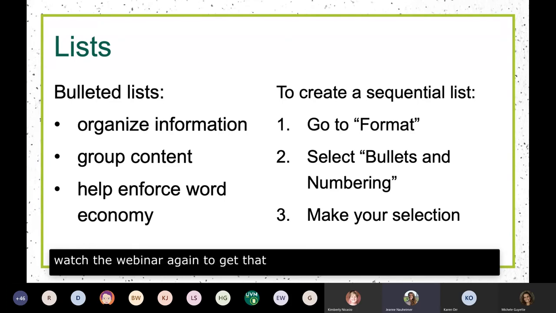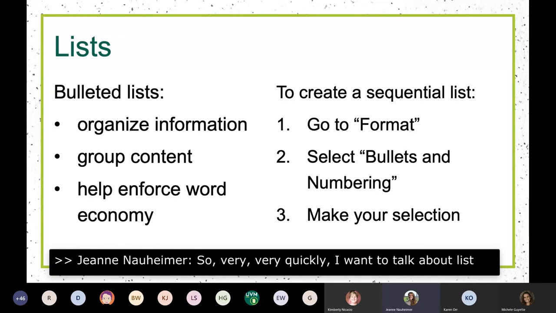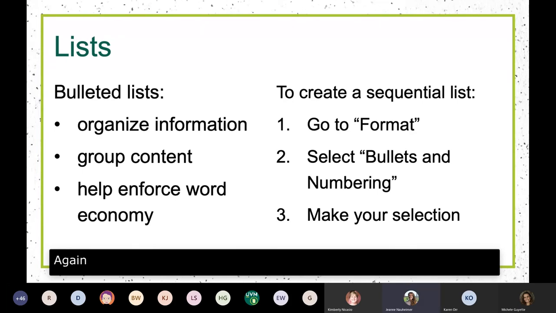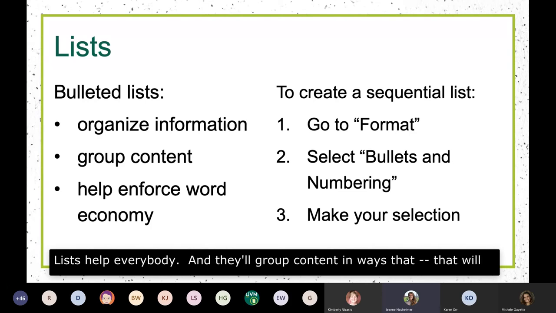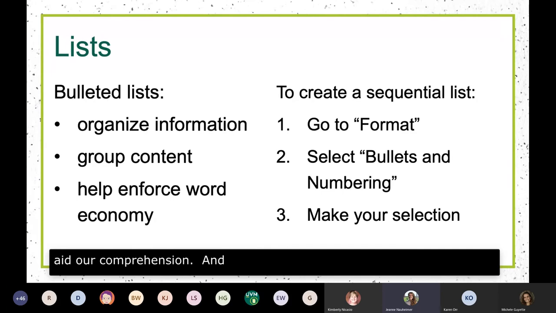So very, very quickly, I want to talk about lists. Again, we're really harping on that organizational capacity here. Lists help everybody, and they'll group content in ways that will aid our comprehension, and they also help with that word economy. We tend to shorten our sentences or don't use complete sentences in lists, which will add a little bit of breakup on a page for comprehension that can be helpful instead of looking at a page that's just really, really heavy with text. To have it broken up a little bit more is helpful.